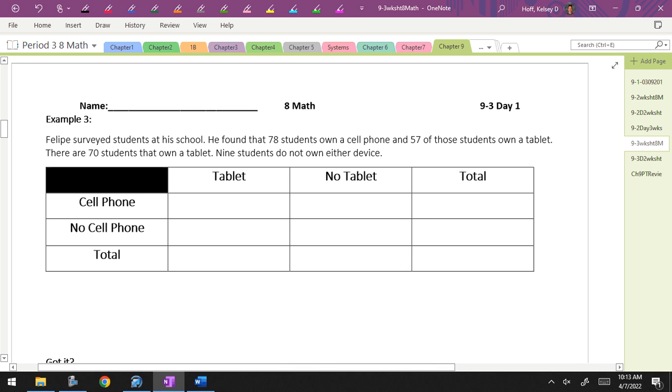So now I have to take the information and put those numbers, 78, 57, 70, and 9, don't let them fool you. They typed it out, right? Need to go into that table so I can do like we did on the last one and fill out the rest. Give me one. What you got? No tablet, no cell phone. No tablet, no cell phone, he says is 9. Agree or disagree? Agree. Nicely done. So that takes care of my 9.